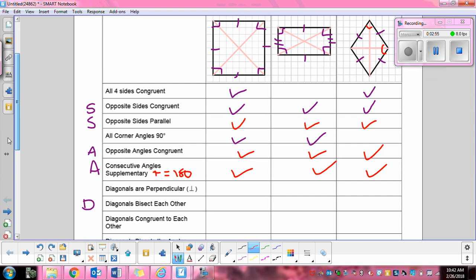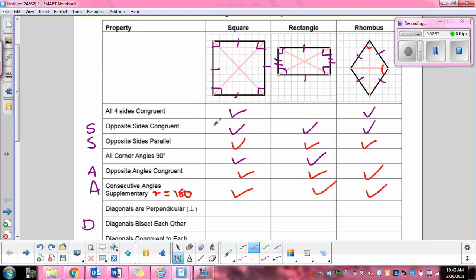The diagonals are perpendicular. This is only true in a square and in a rhombus, which means they meet at a 90-degree angle. That's true in a rhombus. These meet at a 90-degree angle, so they make right triangles. Something that happens in all three: diagonals bisect each other. This is true in all of them. That's why we put the property of diagonals right here, D for diagonals.